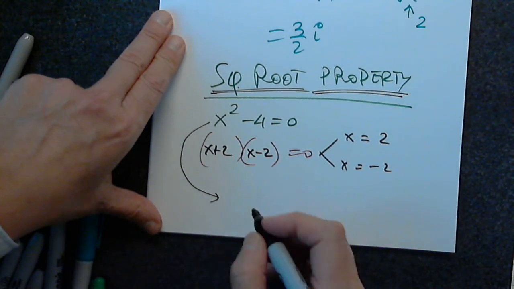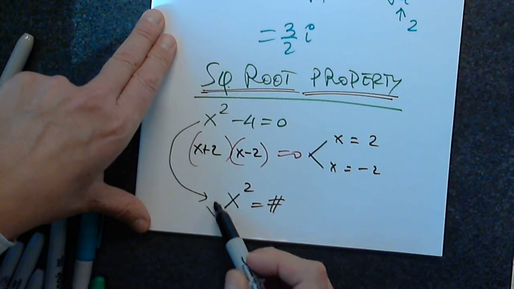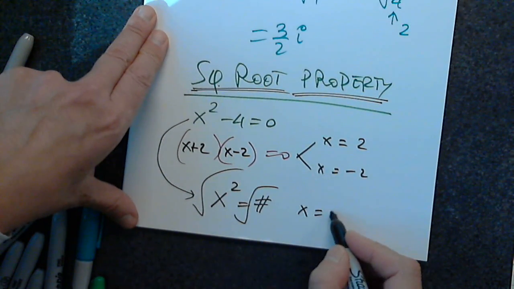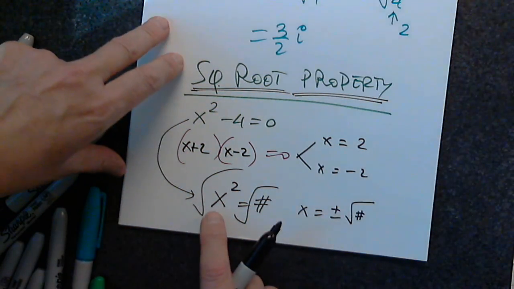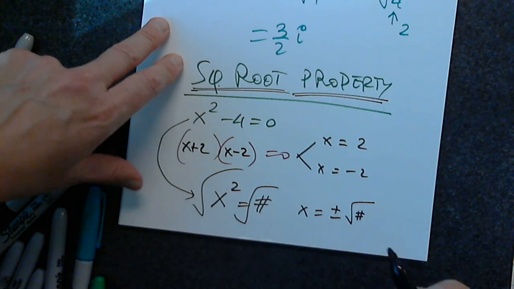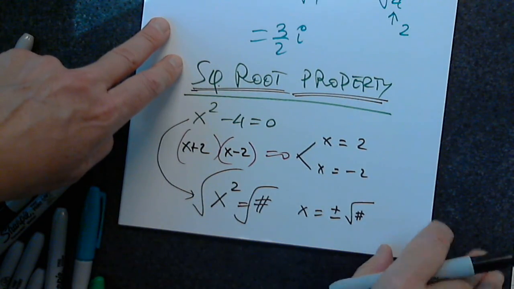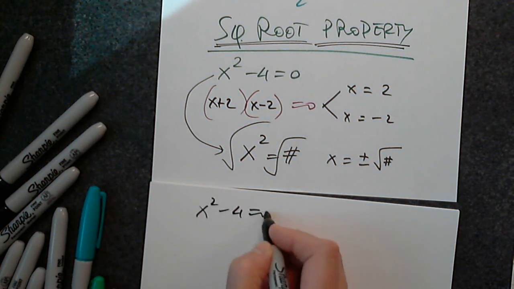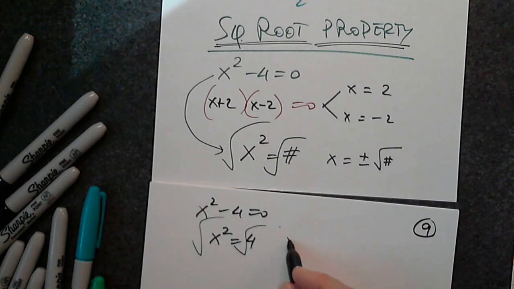In that situation, whenever we have x squared equals a number, we can take the square root from both sides, the square root property. And we get x equals plus or minus the square root of that number. The plus or minus do not come from x squared. They come from the square root of x squared. So then, if we want to solve this equation, like x squared minus 4 equals 0, we'll change it into x squared equals 4. We will take the square root from both sides, and we get x equals plus or minus 2 by the square root property.